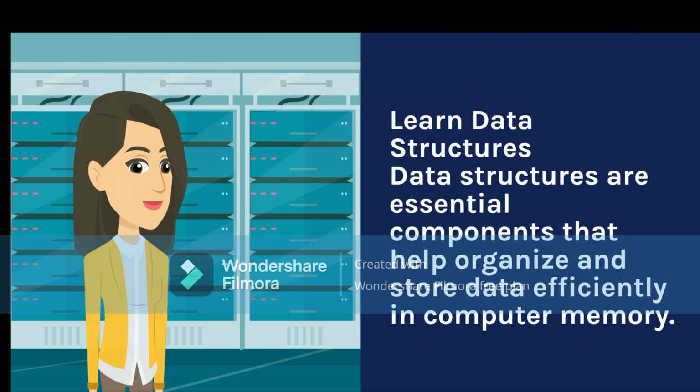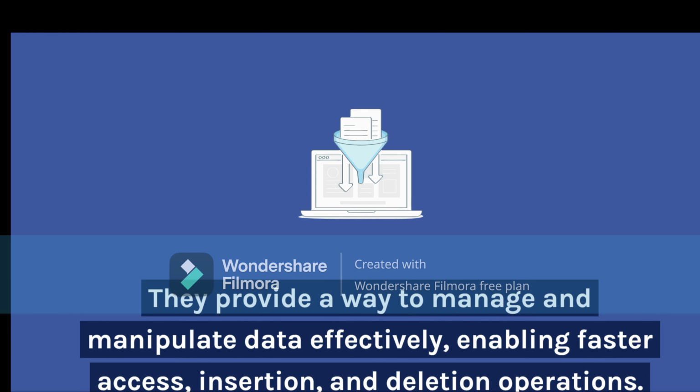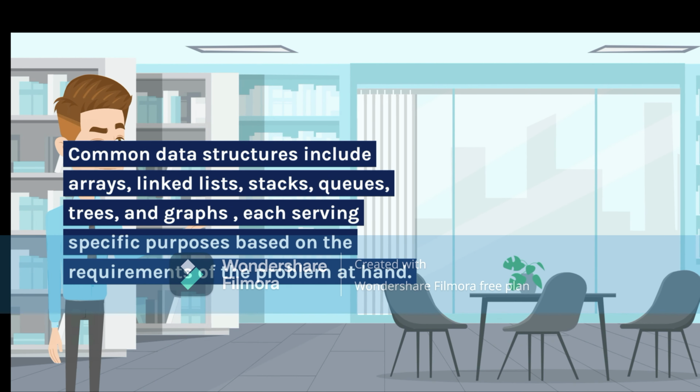Data structures are essential components that help organize and store data efficiently in computer memory. They provide a way to manage and manipulate data effectively, enabling faster access, insertion, and deletion operations. Common data structures include arrays, linked lists, stacks, queues, trees, and graphs, each serving specific purposes based on the requirements of the problem at hand.